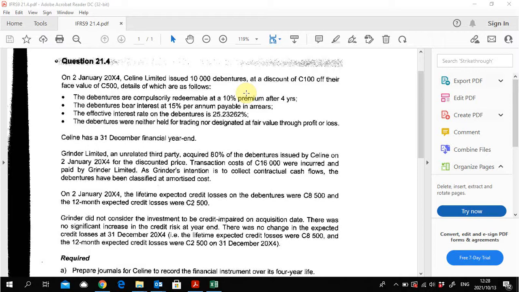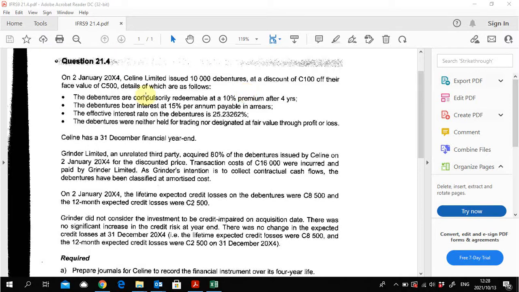Then the effective interest rate is given to you, and then the debentures are not held for trading and thus not designated through fair value profit or loss. So already from the information that you can see there, you should gather that this is an amortized cost calculation, right? We don't have effective interest rates when we do fair value through profit or loss. Then they say Celine has a 31st December financial year end. Then they continue to talk about Grindr, and they said Grindr is an unrelated party which acquired 80% of the debentures which were issued by Celine.